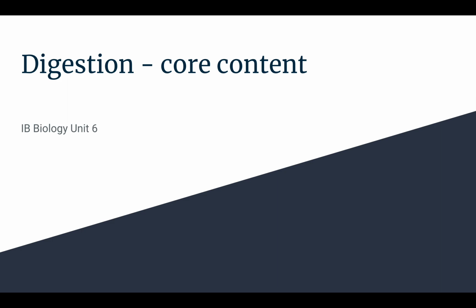Covering the unit of digestion, which is unit 6 of IB core biology content. So in this video, we will talk about the anatomy of the digestive system along with the different functions of different organs, the two different types of digestion, the involvement of enzymes in the digestion process, structures specifically of the small intestine and how nutrients from the food are transported from the small intestine into the bloodstream.